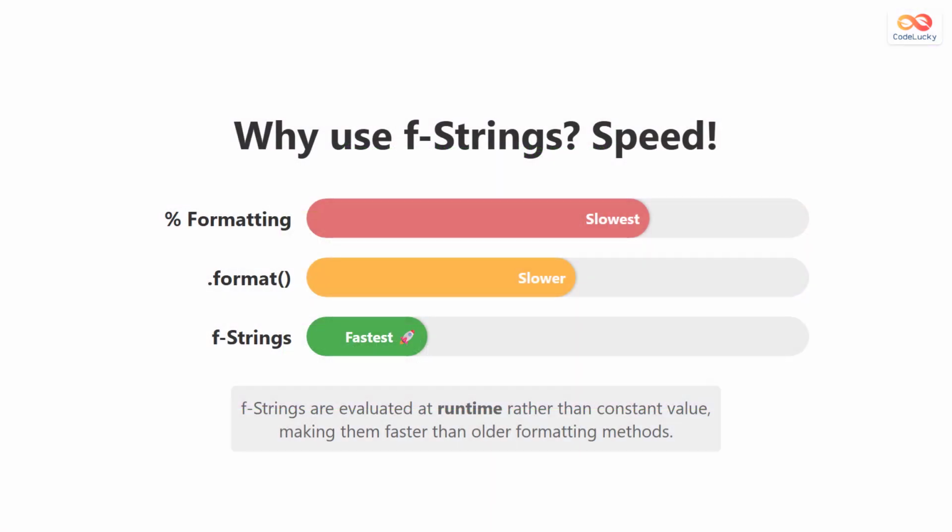And the best part? F-strings are fast. Because they are evaluated at runtime as part of the code rather than function calls, they perform significantly better than the older formatting methods.